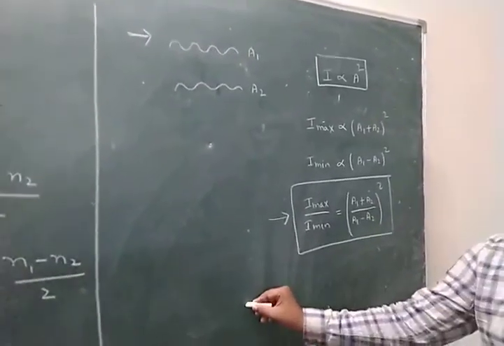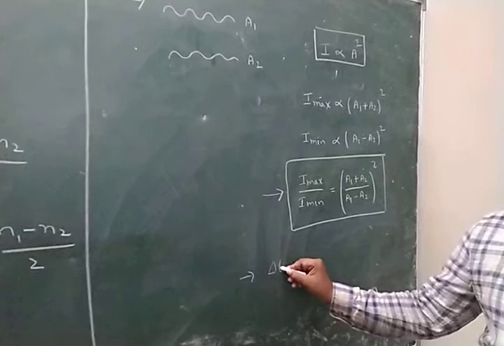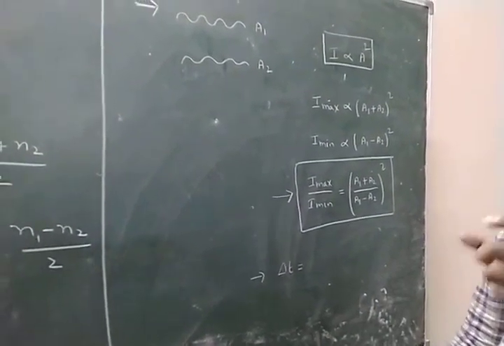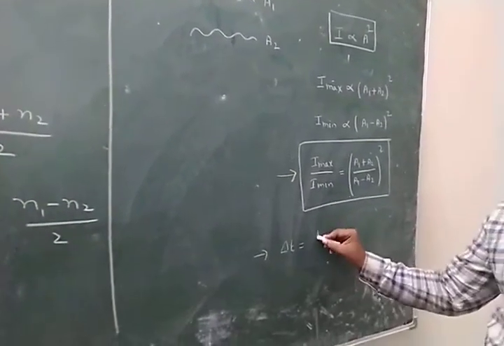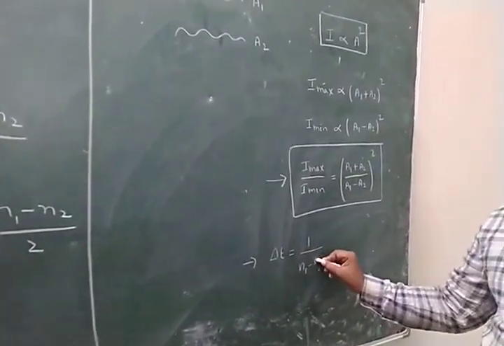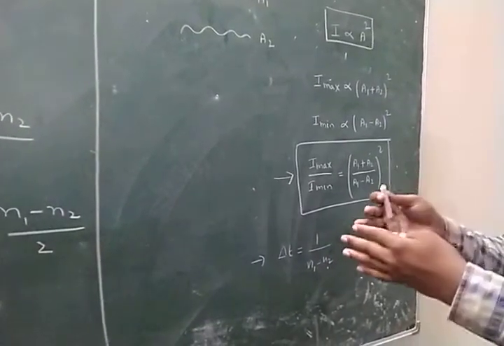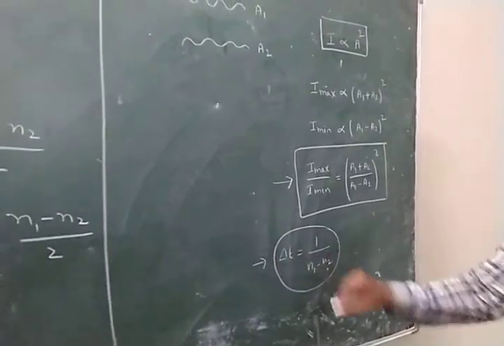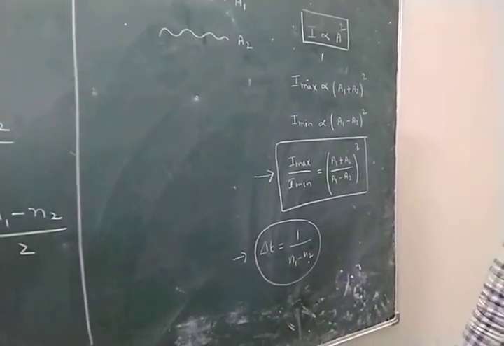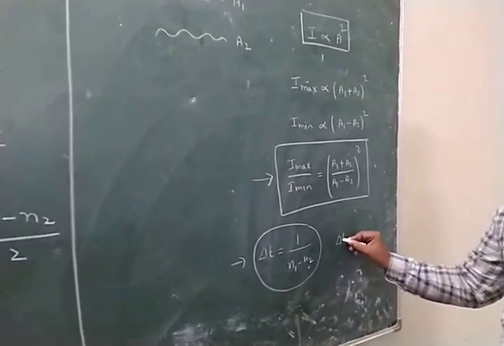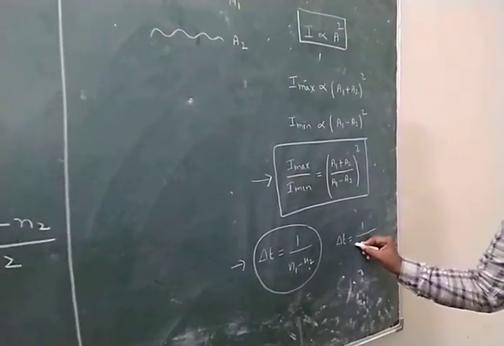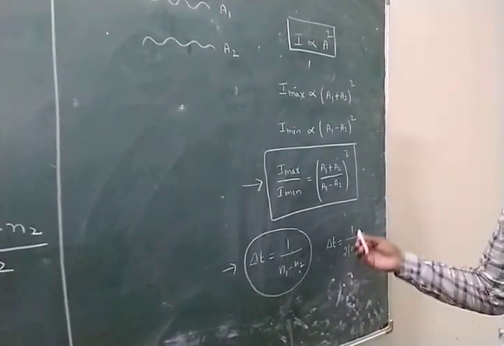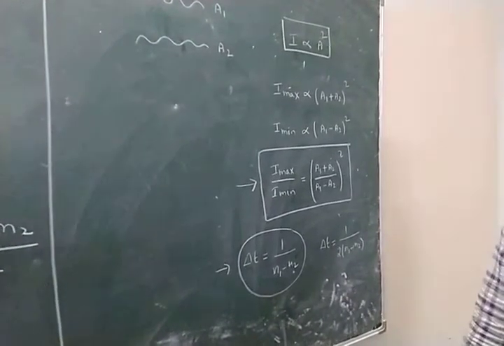Okay. Yesterday I discussed the time difference between two successive maxima or minima. The time difference between two successive maxima or successive minima is 1 by n1 minus n2. That means the time difference between maxima, what is the formula? 1 by n1 minus n2. Time difference between successive maxima and minima. Maxima to minima difference is 1 by 2 into n1 minus n2. This is also a most important formula nana.